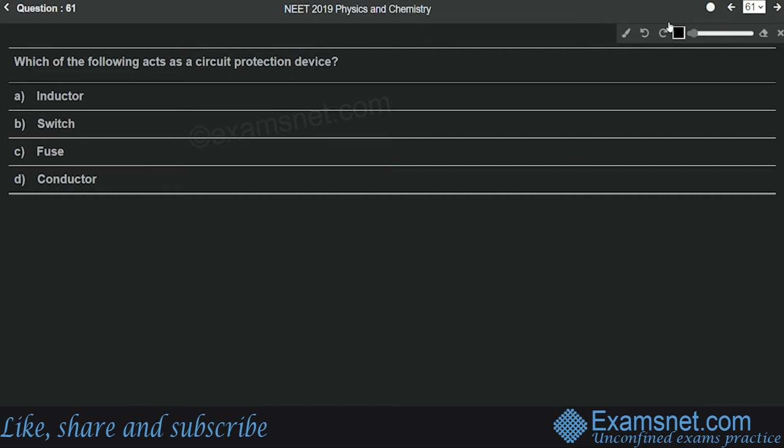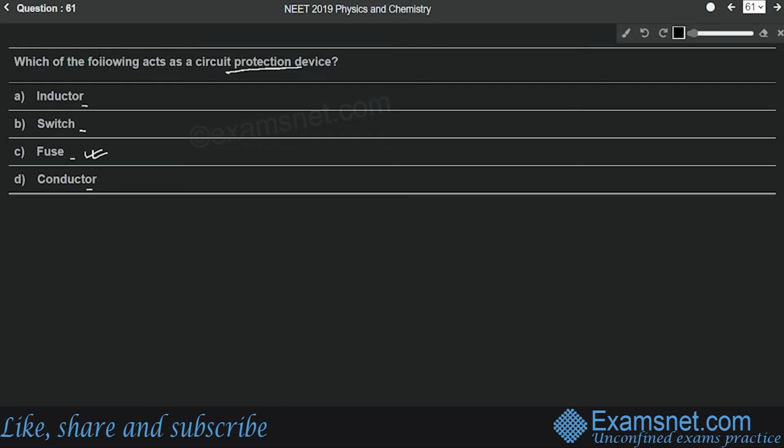Question number 61 is from the chapter Heating Effects of Electric Current, and the question is, which of the following acts as a circuit protection device? Options are inductor, switch, fuse and conductor. So again, this is a very direct question. We know that electric fuse is used as a circuit protection device, and what is the reason? The reason is the low melting point of fuse wire. Okay, that means it melts easily.